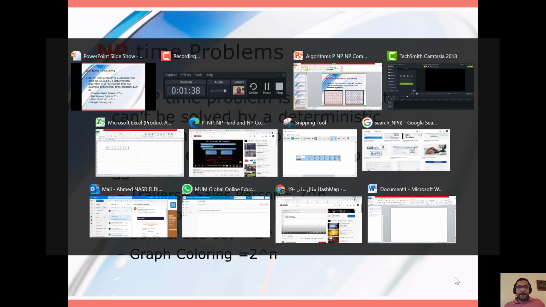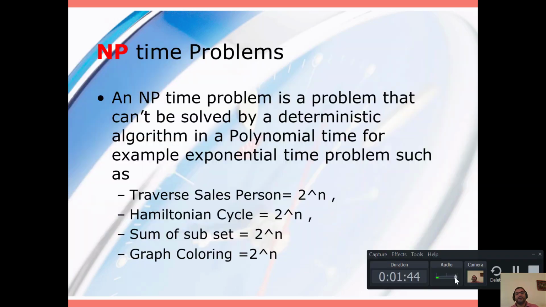What about a non-polynomial problem, or NP? Basically it is non-deterministic polynomial algorithms. We will talk about deterministic and non-deterministic later, but basically this is a problem that cannot be solved in polynomial time. Maybe there is an algorithm to solve it, but exponentially. For example, traveling salesperson, Hamiltonian cycle, sum of a subset, coloring a graph. I just put it here for simplicity as 2 to the power n, but the main idea is I can solve it in an exponential way.